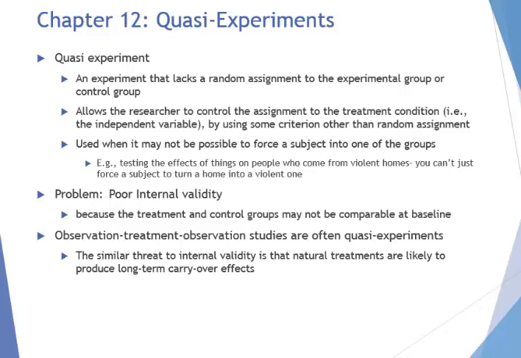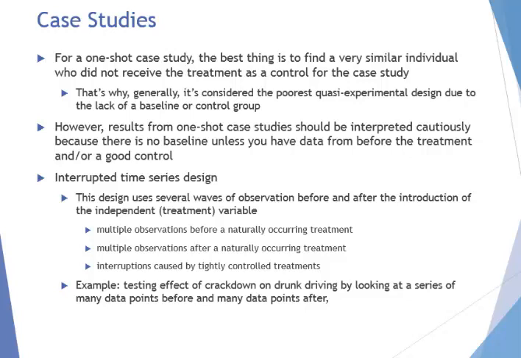A case study is really a type of quasi-experiment. The best thing to do for a one-shot case study, in other words, when you're just testing one individual, is to find a very similar individual who did not receive treatment as a control for the case study. It's not easy to do, and that's why an individual case study is very often considered the worst type of experiment or quasi-experiment. But if you can find somebody from a similar home, with a similar socioeconomic background, who did not get the treatment, and you have a new treatment to try to improve the attitude or behavior of an individual, and you find somebody in a very, very similar circumstance who did not get the treatment, that's the best way to establish a control.